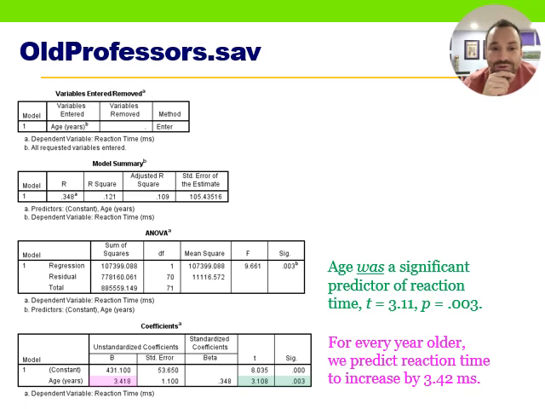About how much slower do they get? Well, we can look at our slope. Our slope here is 3.418. We'll round that to 3.42.